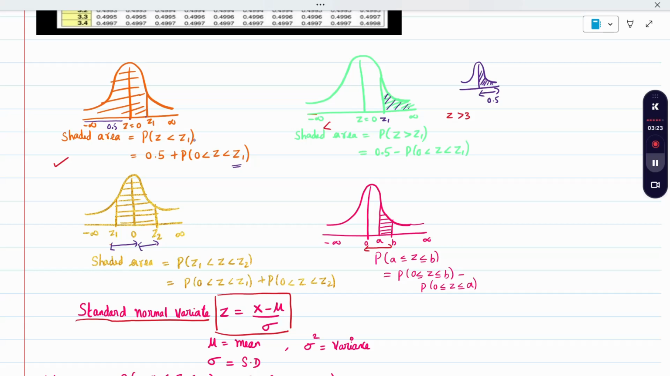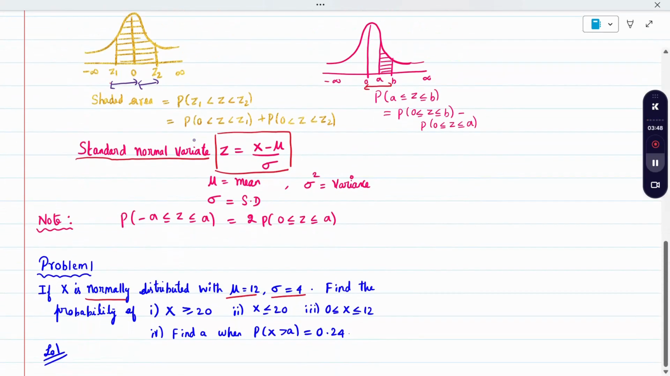Normally, the standard normal variate is Z equal to x minus mu divided by sigma, where mu is the mean and sigma is the standard deviation. Sigma squared is the variance. So to convert to the standard normal variate, x will be given in the question; subtract the mean and divide by the standard deviation. When I do the calculation, it is converted to the standard normal variate. One more note: the probability of minus A less than or equal to Z less than or equal to A is twice the probability of 0 less than or equal to Z less than or equal to A.